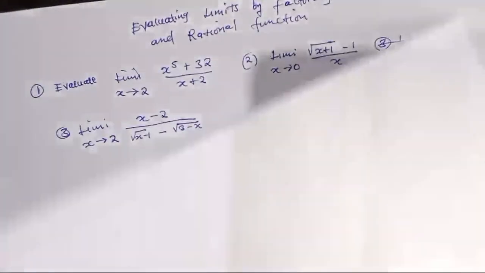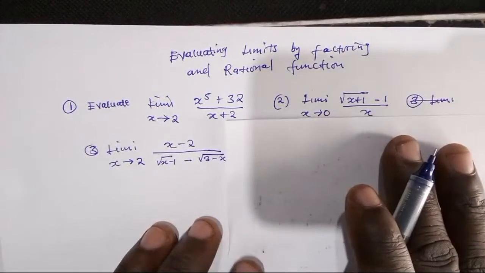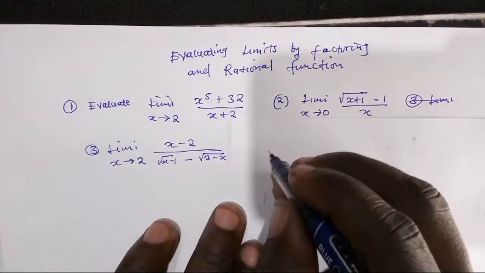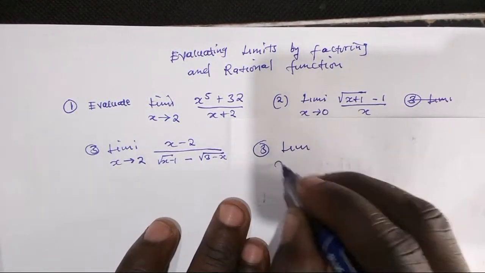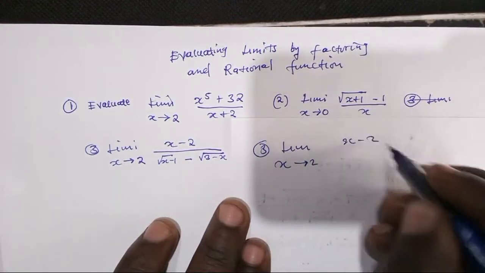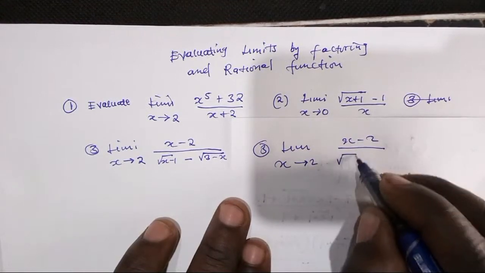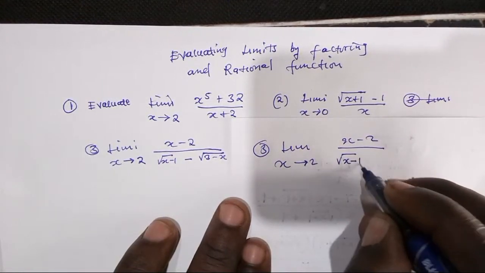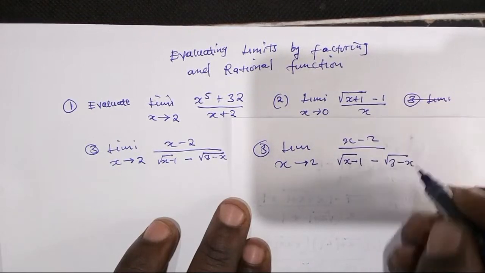So now let's move on to another question. For question 3, we are told we have the limit as x approaches 2 of x minus 2 over log x minus 1, then minus log 3 minus x.